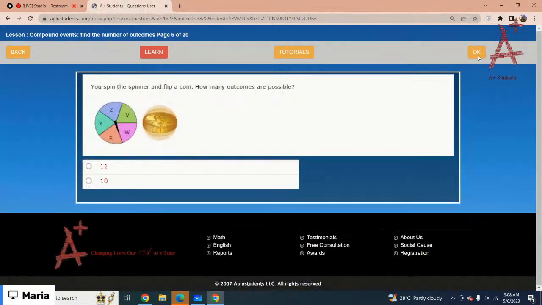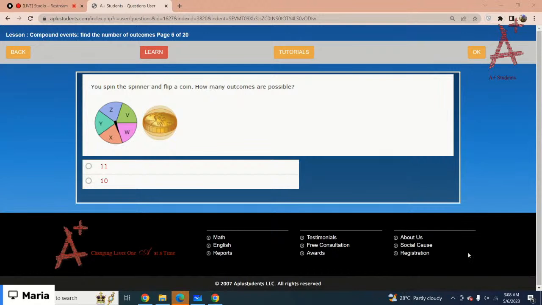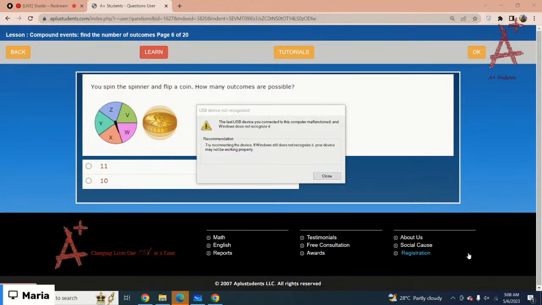Okay, you spin the spinner and flip a coin. How many outcomes are possible? So which is the correct option? When you spin the spinner, it would be 1, 2, 3, 4.